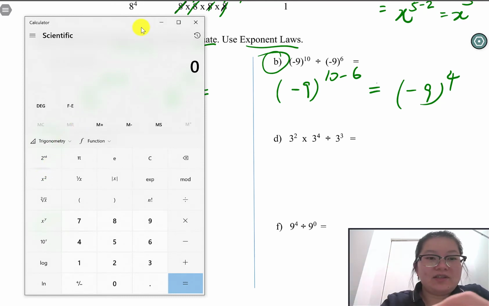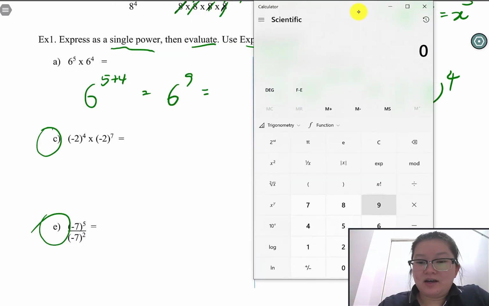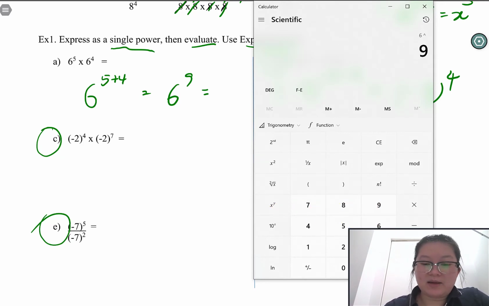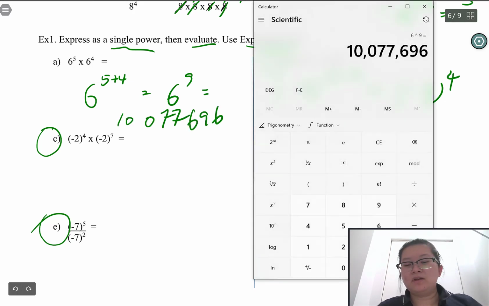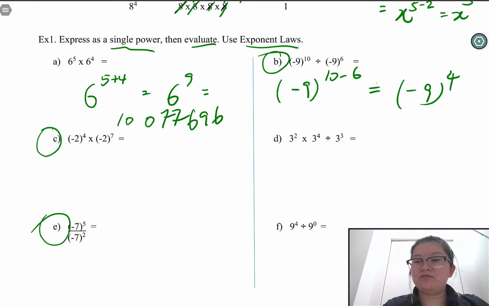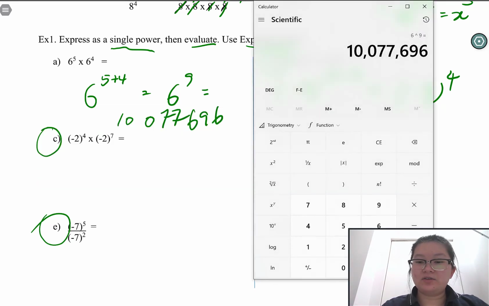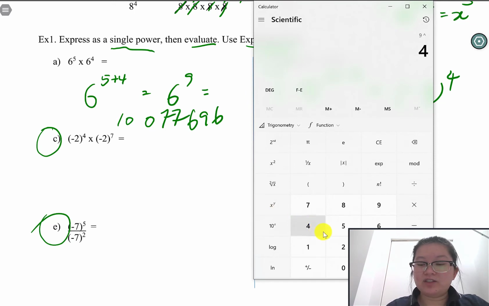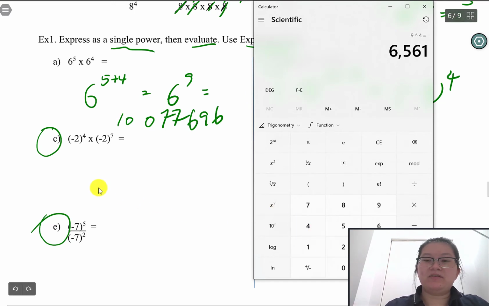So if I have 6 to the power of 9, don't forget our little symbol here. That is the one that we use for power. So 6 as the base, press that button, to the power of 9. That's a very large number. Then next up I have -9 to the power of 4. I actually don't even care about that negative sign because I know it's to an even exponent, so my answer is definitely going to be positive anyway. 6561. There you go.